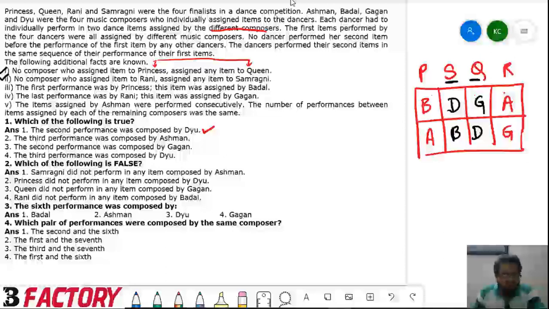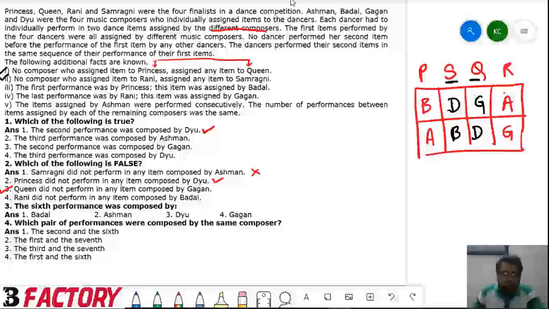Which of the following is false? Samragini did not perform in any item composed by Ashman. So this is true. Okay. Princess did not perform to any item composed by Dyu. Obviously this is also true. Queen did not perform in any items composed by Gagan. Queen did not perform by Gagan. That is not true. That is false.